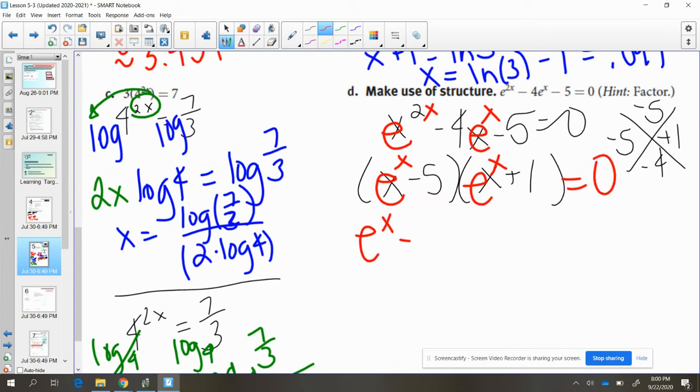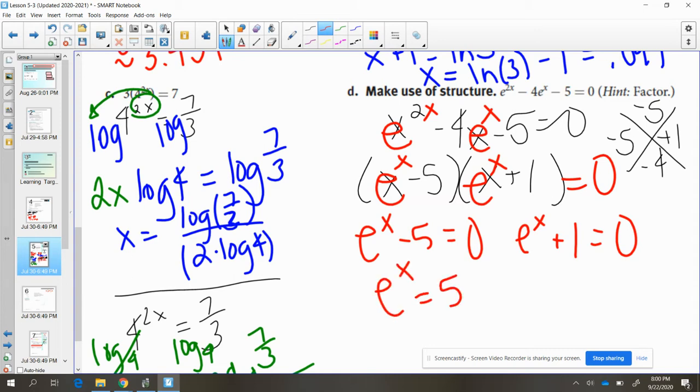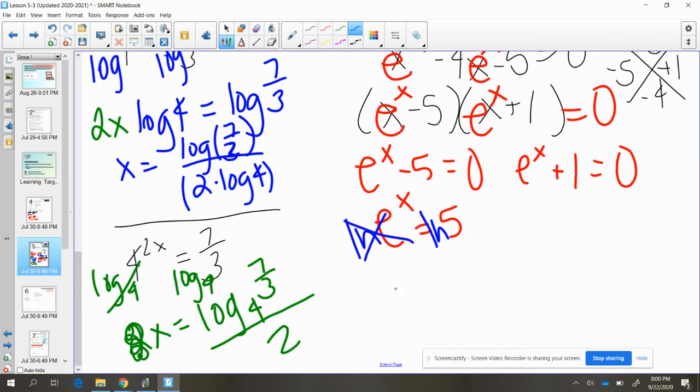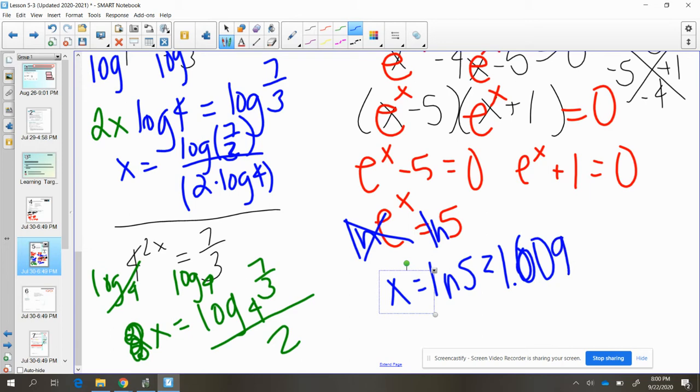So e to the x minus 5 equals 0, and e to the x plus 1 equals 0. And what we're going to notice is e to the x equals 5. We're going to have to take the natural log of both sides to solve. e cancels out, and x is just going to equal ln of 5, which is approximately 1.609.